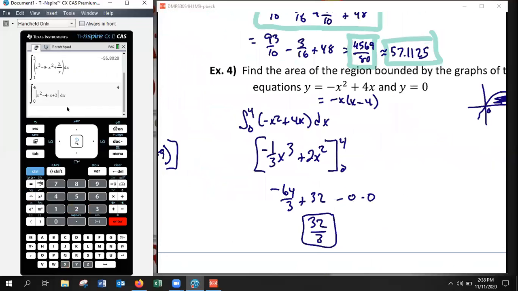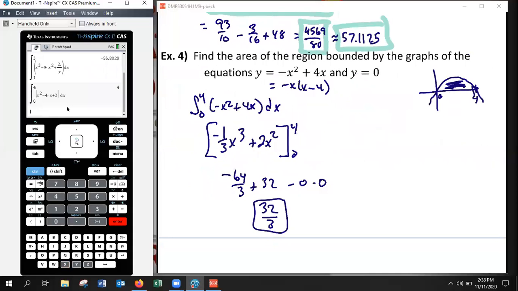To this problem. To find the area of the region bounded by the graphs of the equations y equals negative x squared plus 4x. And if you can tell, one of the things that I did with this problem was I said, okay, well, if I want bounded by the graphs, I need to know what this graph looks like. So I made a very, very quick sketch. So the quick sketch that I did allowed me to say my x-intercept is 0, my x-intercept is 4, and I know that this is a negative parabola.